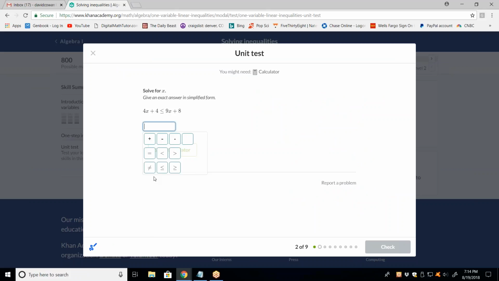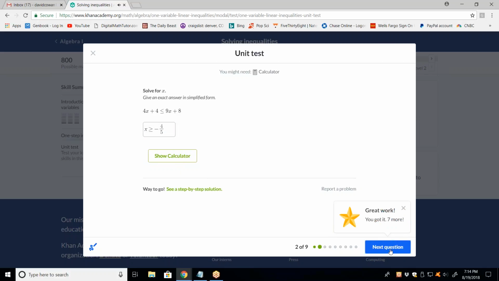Now I've got to figure out this. Let's see. X is greater than, or was it less than? After I switched it, it became greater than. Yeah. -4 divided by 5. Should work. Okay.